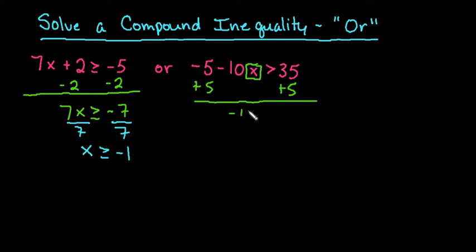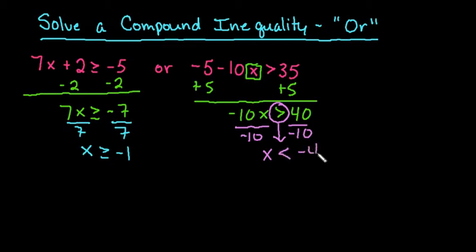And with this, we have -10x is greater than 40, and you have to be very careful with this because remember that every time you're solving an inequality, if you're multiplying or dividing by a negative, you must switch the inequality sign. So with this, we would see that x has to be less than, so we always have to change the sign when we're dividing by a negative. So this becomes less than -4. So your solution set can be written this way.